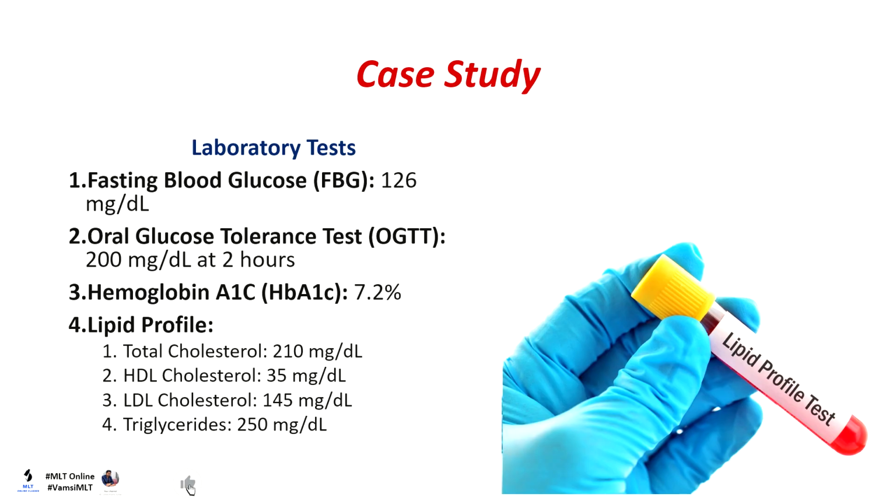Laboratory tests. Fasting blood glucose, FBG: 126 mg per deciliter. Oral glucose tolerance test, OGTT: 200 mg per deciliter at 2 hours. Hemoglobin A1C, HbA1c: 7.2%. Lipid profile.